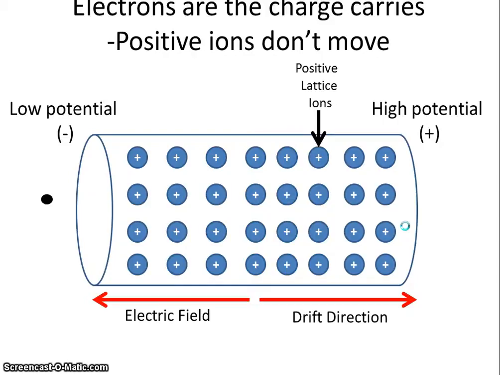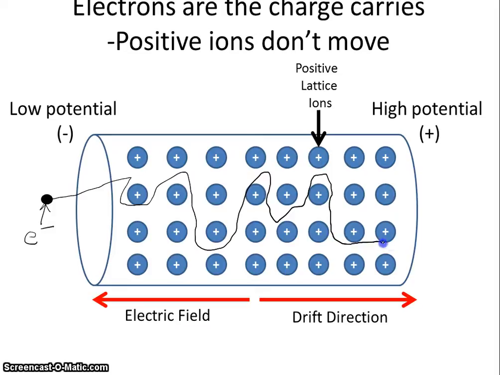So if this is a cross section of a wire, and I have an electron right here, this electron will move from the negative terminal of the battery, or whatever I'm dealing with, through the wire, through some path, not necessarily a straight line as you would expect, to the region of high potential, the positive terminal, because electrons, as you know, are negative, and so they're attracted to the positive terminal.